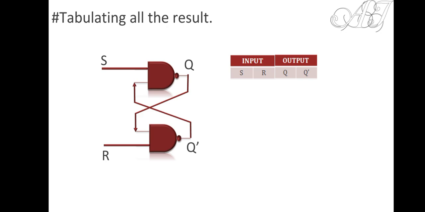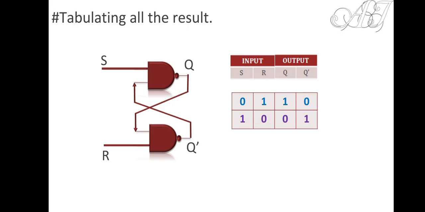Now let's tabulate all the results. At 0 1 we have got 1 0, at 1 0 we have got 0 1, and at 1 1 we have got 1 0 as well as 0 1. So collectively we can write it as no change. So at 1 1 there is no change in the output, and we are left with one possible input combination, that is 0 0.